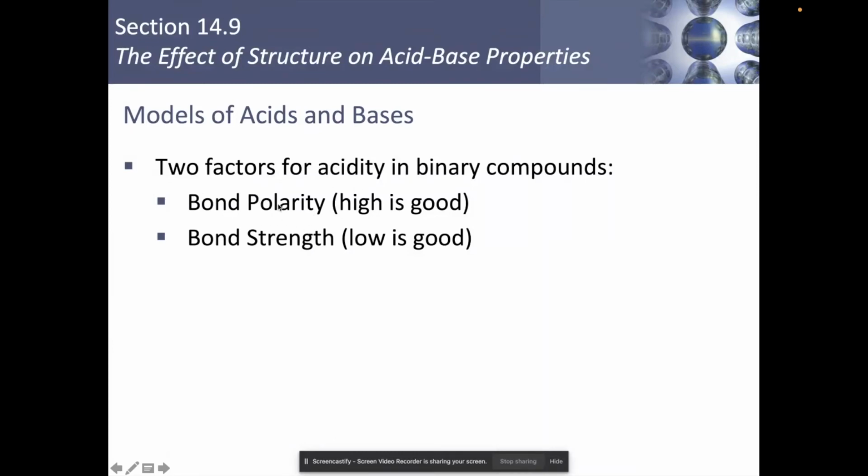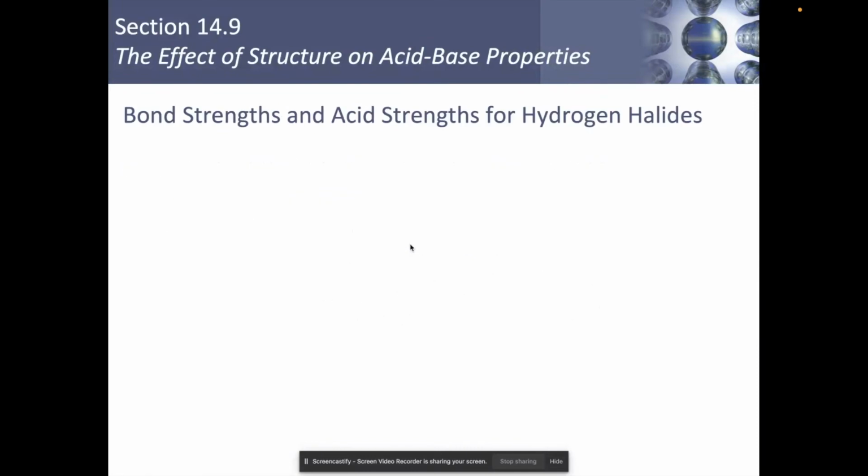High is good for bond polarity, right? That means it's going to stick together. And bond strength low is good because that means it's going to want to donate. It's going to want to donate its hydrogen in this case if you want to look at acidity.